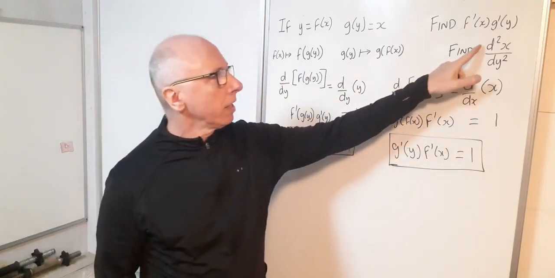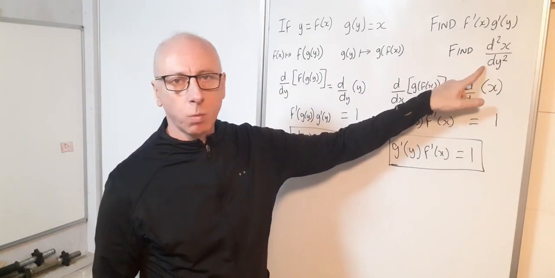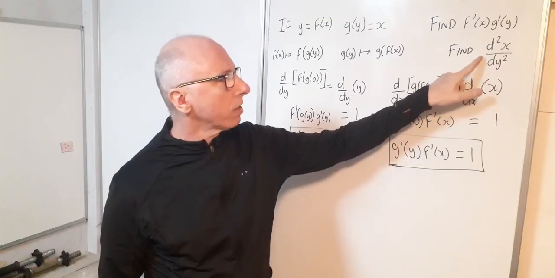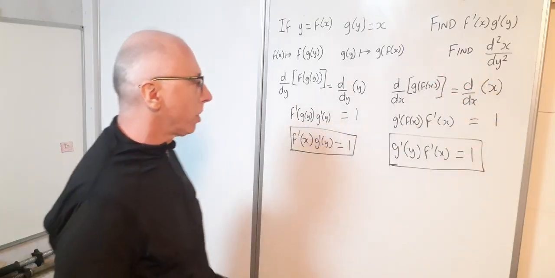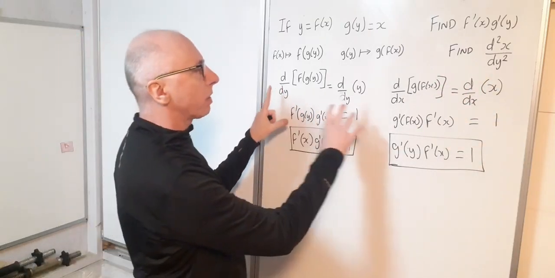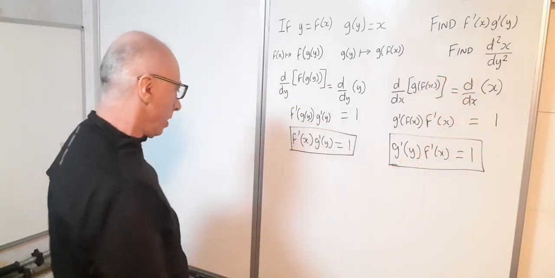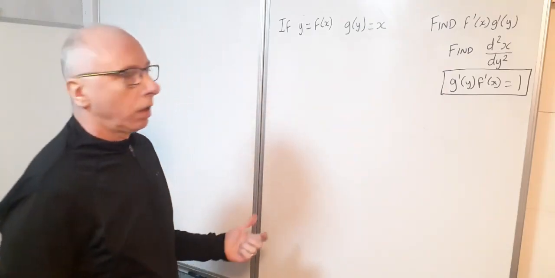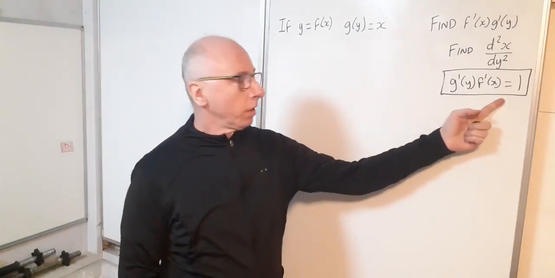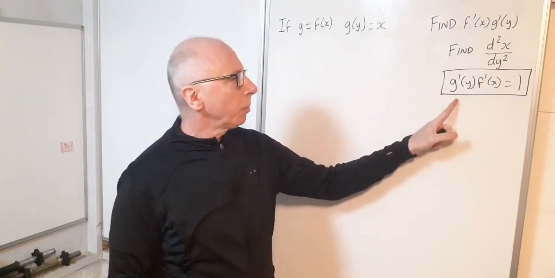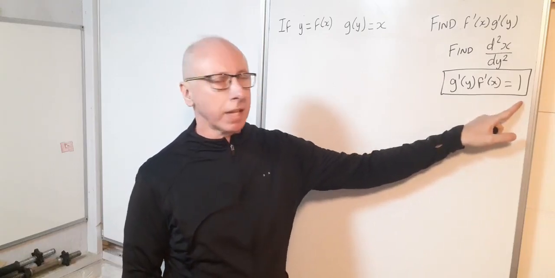Now we want to find d squared x dy squared. So the second derivative of x with respect to y. So what I'm going to do now, I'm going to take this bit off the board and then we're going to go and progress with this part. Okay, so we've got our first result. The first derivative, g prime of y and f prime of x multiplied together give us 1.